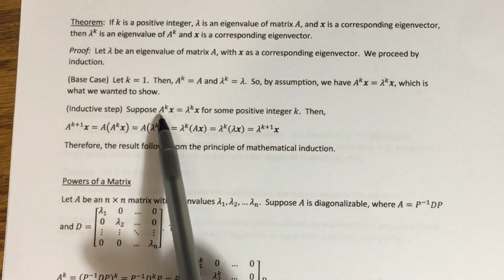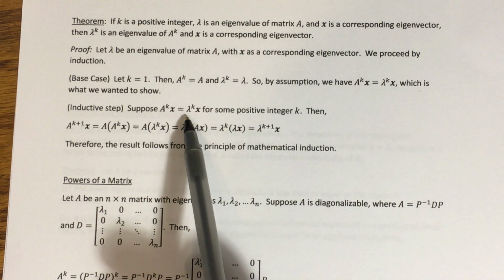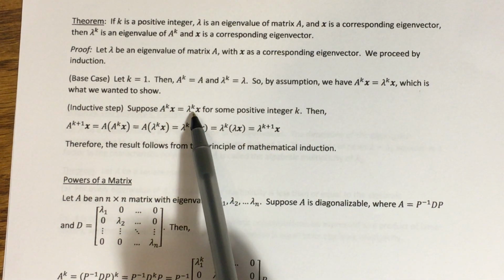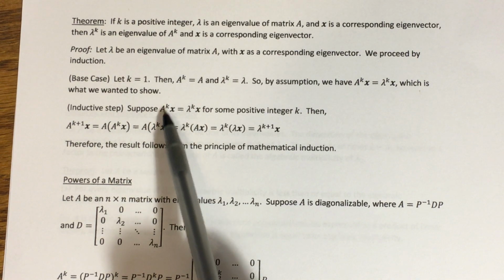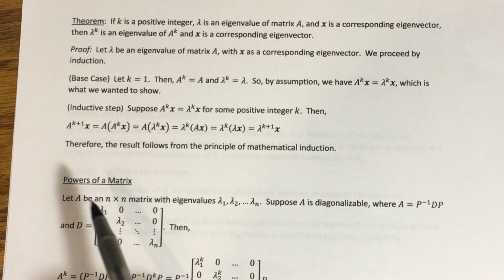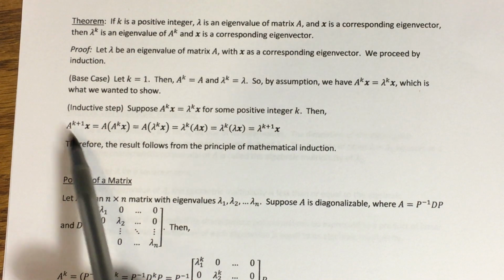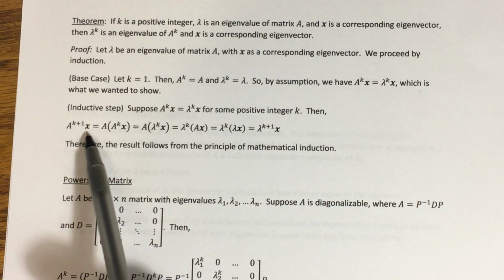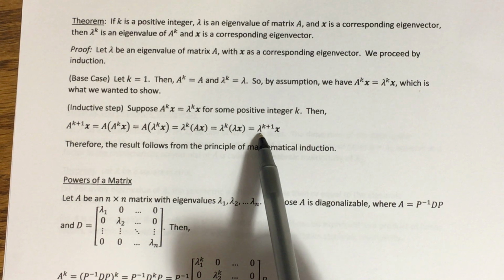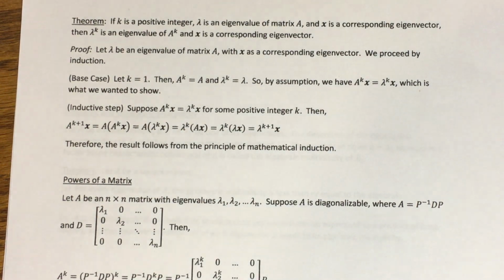So I'm using this assumption. Let's suppose that A to the power of k times x is equal to lambda to the power of k times x for some positive integer k. Again, that's saying that lambda to the power of k is an eigenvalue of A to the power of k with x as a corresponding eigenvector. Okay, so what I want to do is establish this thing right here. I want to show that A to the k plus 1 power times x is equal to lambda to the k plus 1 power times x, showing that lambda to the k plus 1 is an eigenvalue of A to the k plus 1 with x as a corresponding eigenvector.